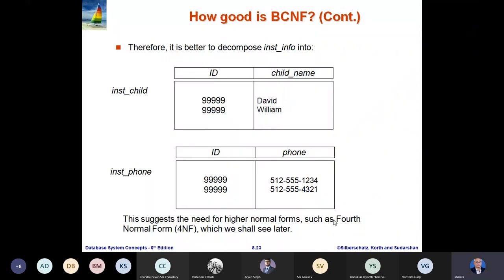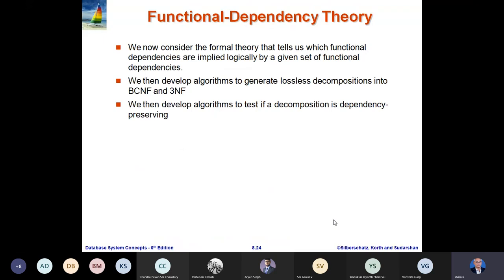Now we have talked about functional dependencies. We have defined what BCNF is in terms of trivial functional dependencies and super keys and so on. And now we'll consider the formal theory that tells us which functional dependencies are implied logically by a given set of functional dependencies. So we are given F, and how we compute that F plus is what we need to see.